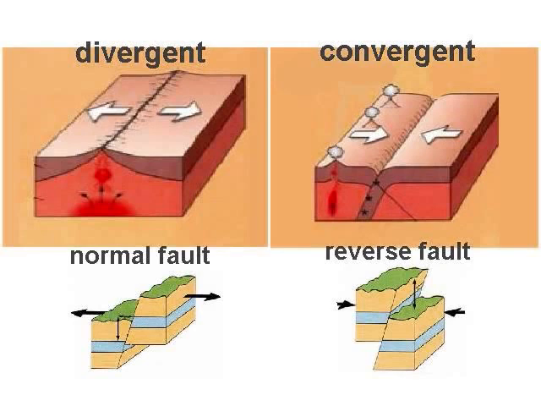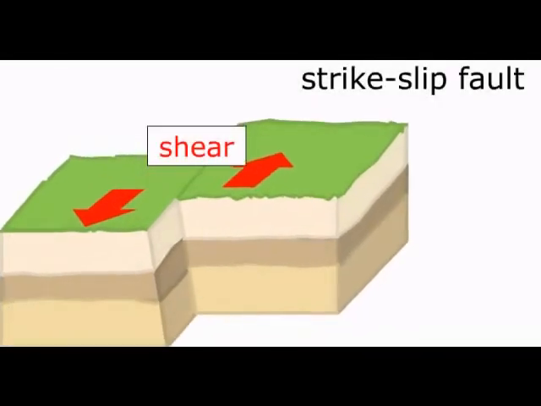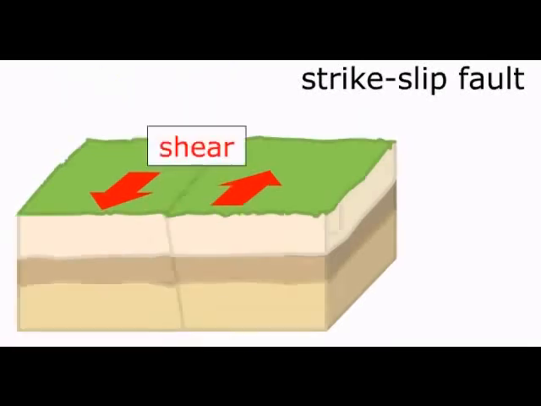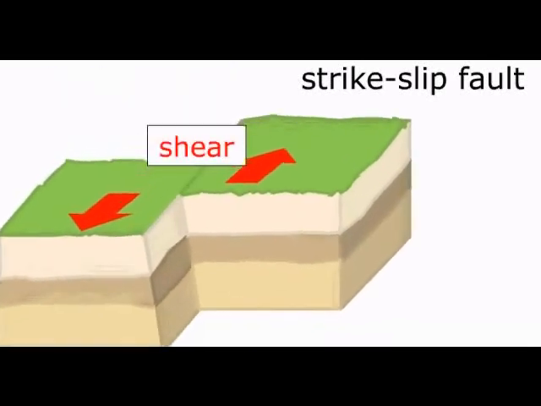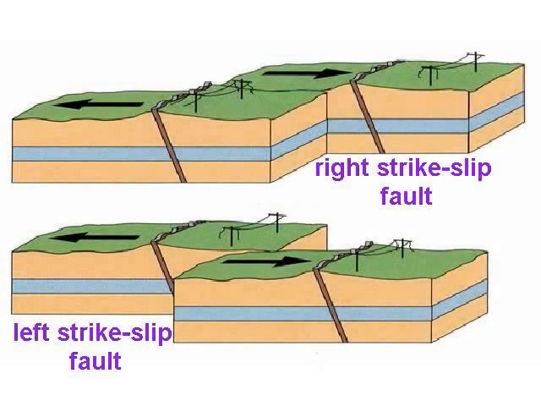Divergent and convergent plate margin movements cause normal and reverse faults. Transform plate margin movements cause strike-slip faults. When the whole plate moves, it is called a transform. But when there is movement on only a small segment, from a couple of kilometers to a few meters, we call these strike-slip faults. There are two types of strike-slip faults. Strike-slip left, where the movement is to the left, and strike-slip right, where the movement is to the right.